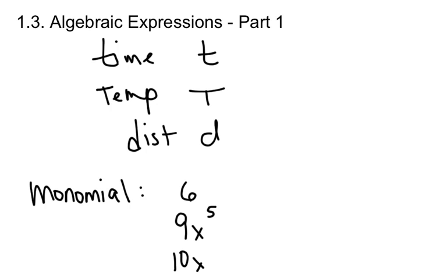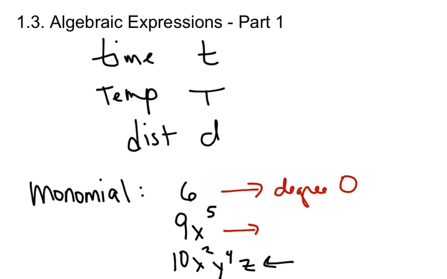Or 10x squared y to the 4th z. These are all monomials. Now you may be looking at this one going, that's not a monomial. There are several terms. No, several variables and several terms are not the same thing. However, we do say that this particular monomial is degree 0. This monomial is degree 5. And the last one is degree 7.